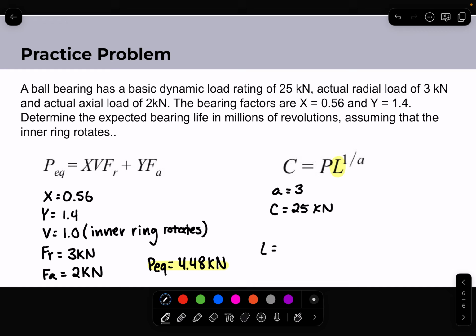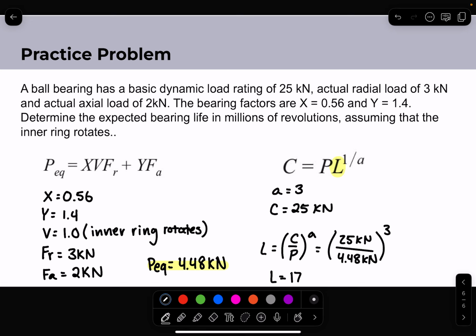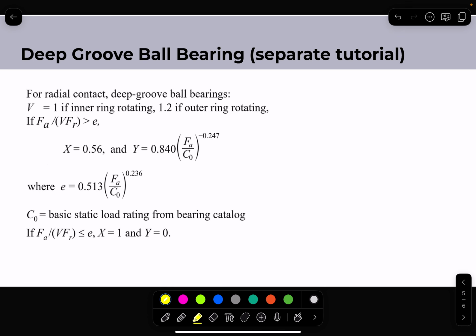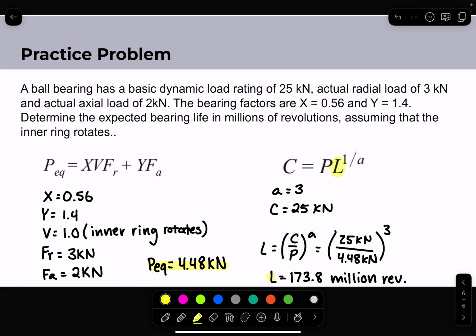L is going to be equal to (C over P) to the power of A. Plugging that in, we'll have 25 kilonewtons over 4.48 kilonewtons, all to the third. And we get our final solution of 173.8 million revolutions. Let's highlight this in a different color as the solution.